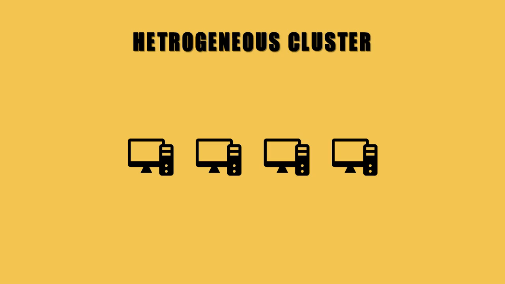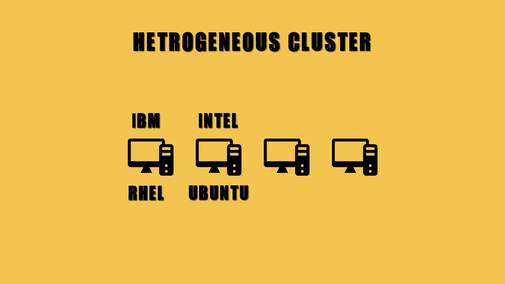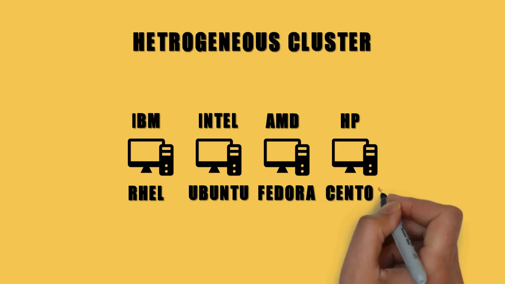Let us say our cluster is made up of 4 nodes. For instance, the first node is an IBM machine running on Red Hat Enterprise Linux. The second node is an Intel machine running on Ubuntu Linux. And the third node is an AMD machine running on Fedora Linux. And the last node is an HP machine running on CentOS Linux.